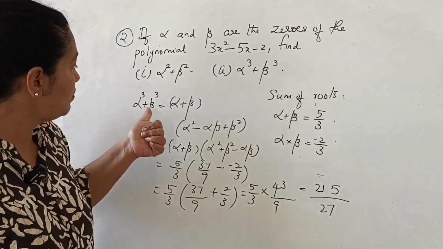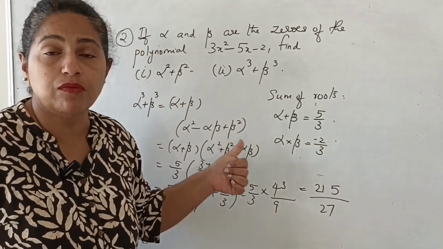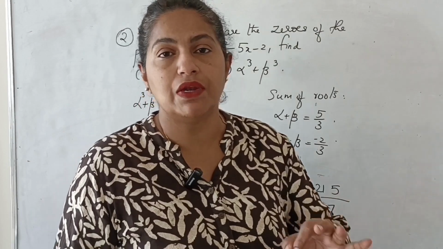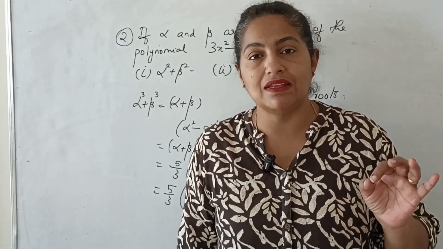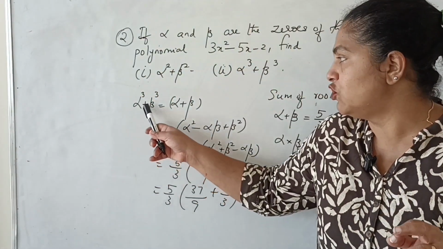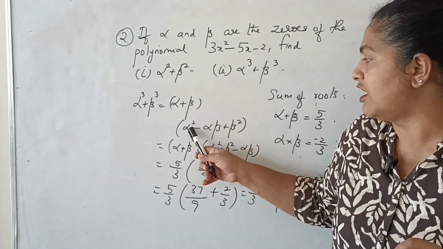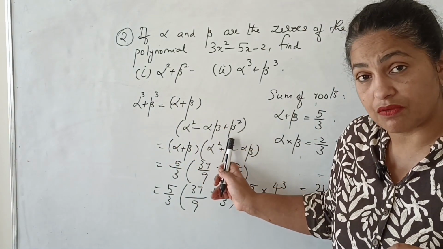In order to find alpha cube plus beta cube, I have used the formula of a cube plus b cube, which is equal to a plus b into a square minus ab plus b square. So alpha cube plus beta cube is alpha plus beta into alpha square minus alpha beta plus beta square.